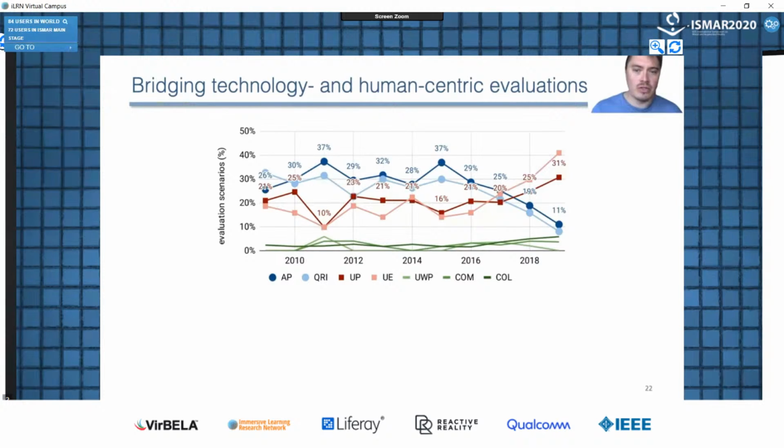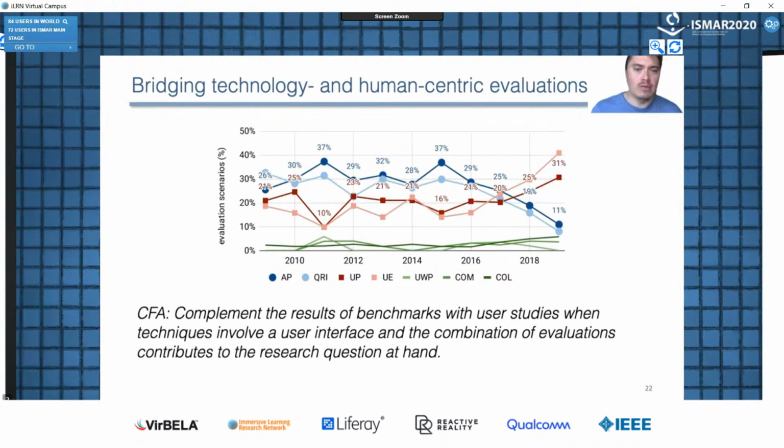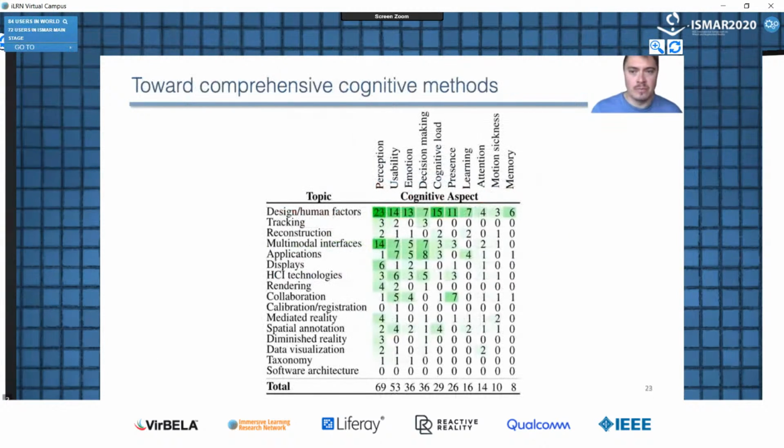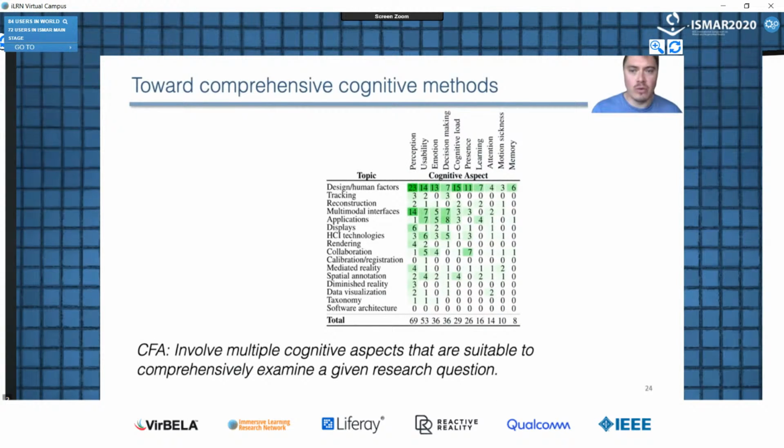Consequently, we call researchers in the field to complement the results of benchmarks with user studies when techniques involve a user interface and the combination of evaluations contributes to the research question at hand. We observe that questions that are addressed through mixed and augmented reality across multiple topics can involve various cognitive aspects. Therefore, we call researchers in the field to involve multiple cognitive aspects that are suitable to comprehensively examine a given research question.